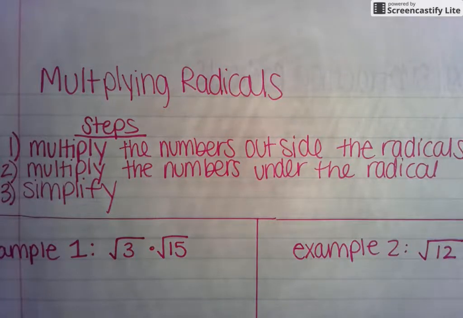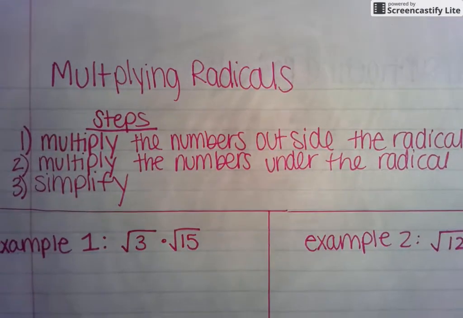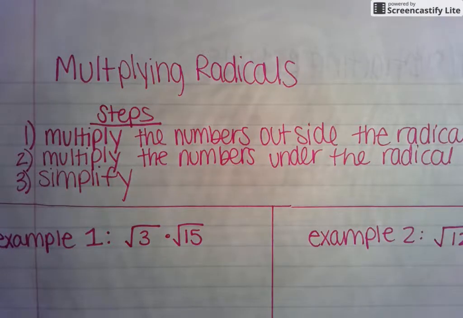There are 3 steps to solving when you're multiplying radicals. The first step is you're going to multiply the numbers on the outside of the radical. The second step, you're going to multiply the numbers under the radical. And then the third step, you're going to simplify.